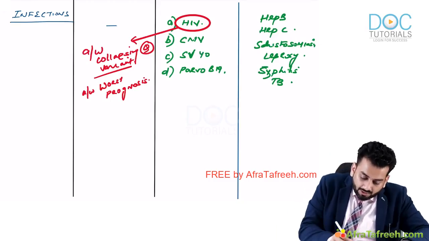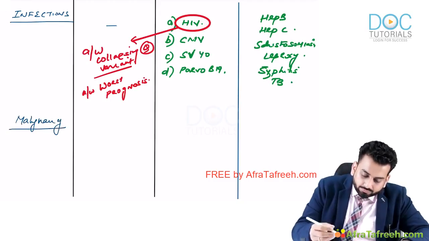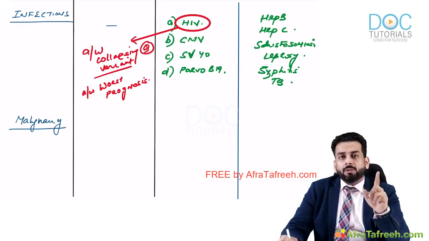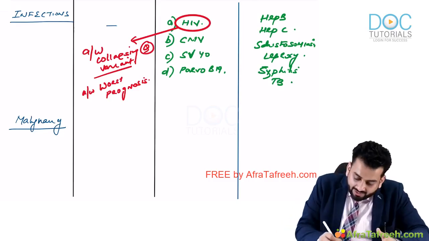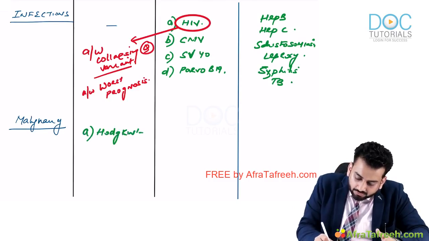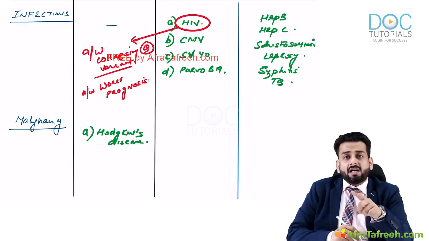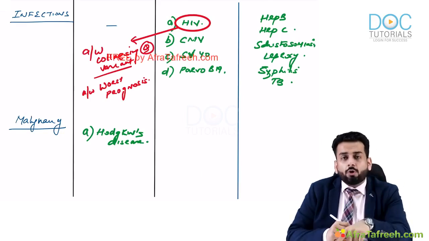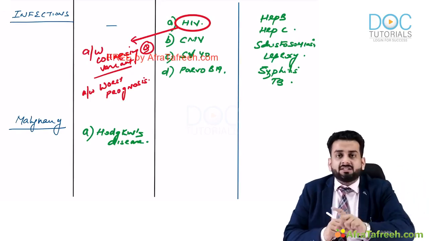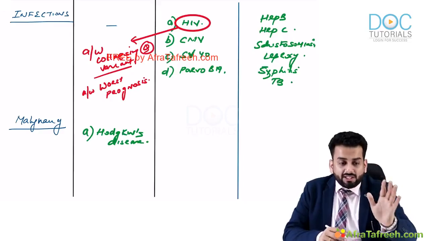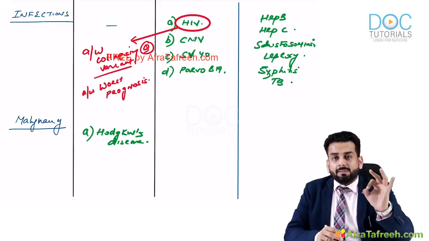After infections, come to malignancy or cancers. Now, the important malignancy associated with minimal change disease is very, very important: Hodgkin's disease. In fact, a question can be asked even in the medicine part. Most common glomerular lesion associated with Hodgkin's disease is minimal change disease.